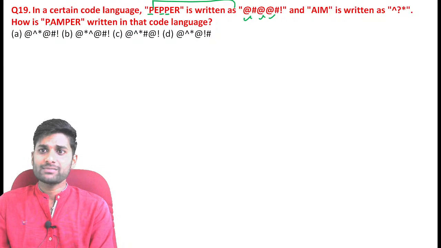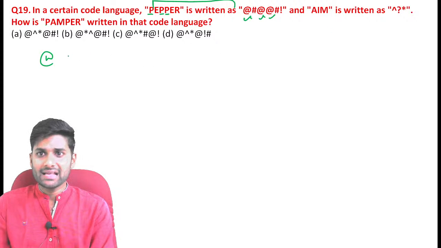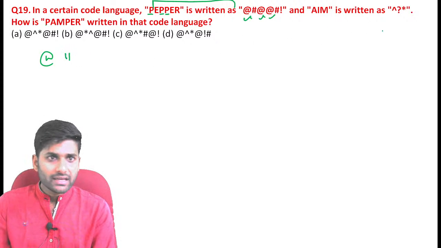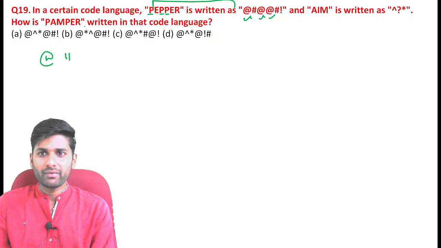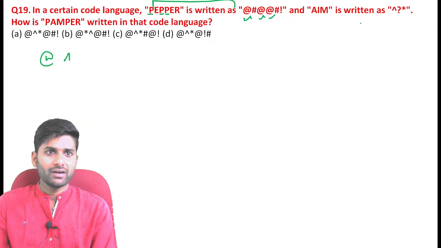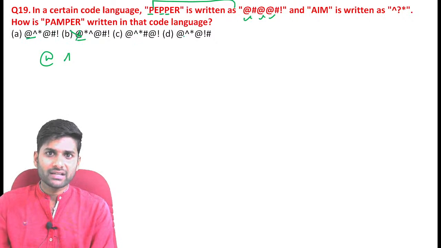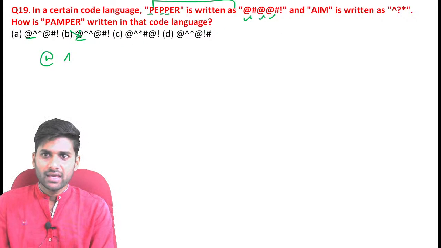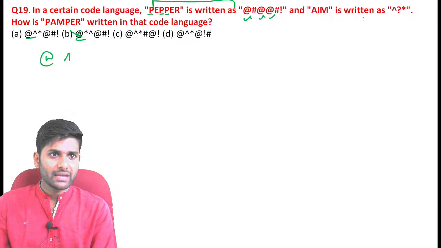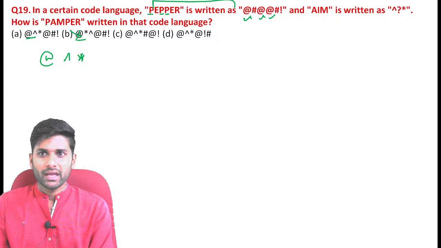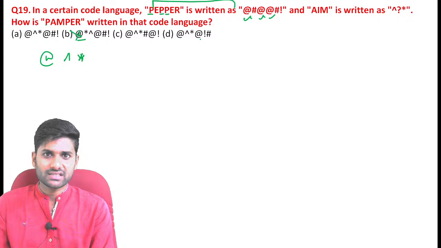Now, how can they code it as pamper? P can be coded as at the rate. Then A can be coded as power value. So at the rate, power, at the rate, power, at the rate, power. So option B is eliminated. Third one, see, M. Here the M value can be represented as star. So star is here, star is here, and star is here.